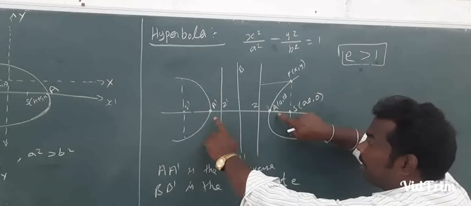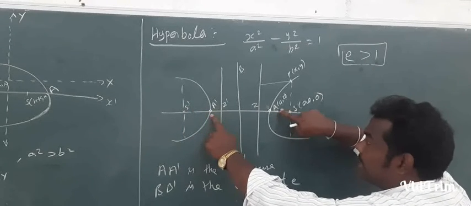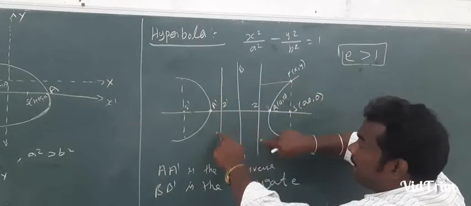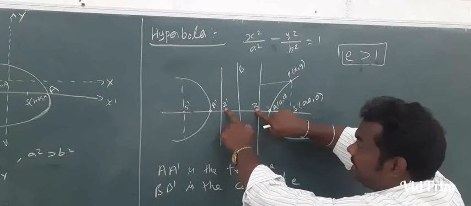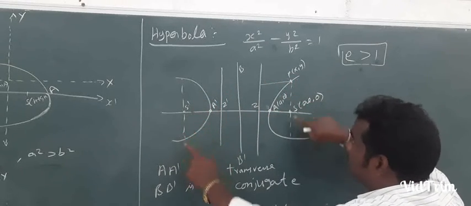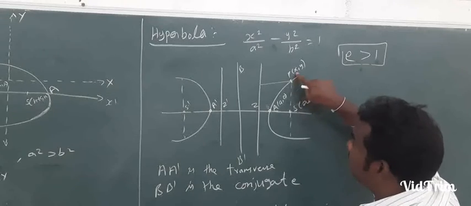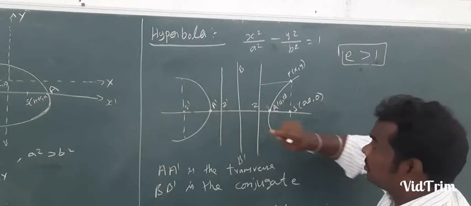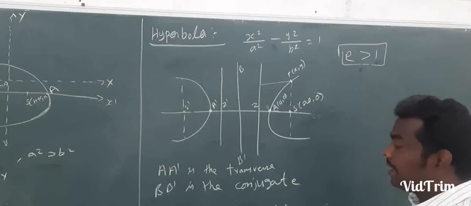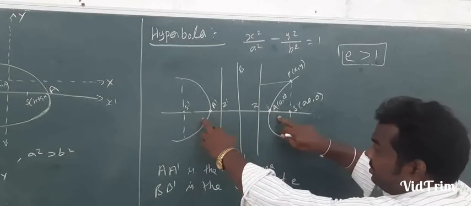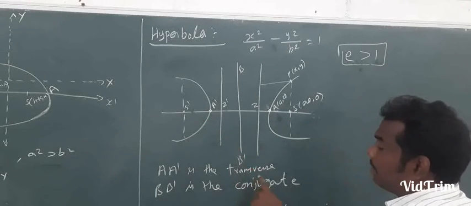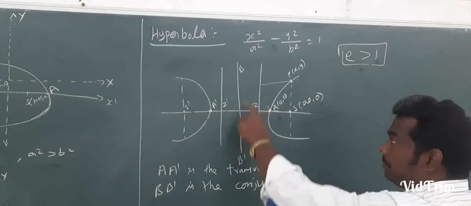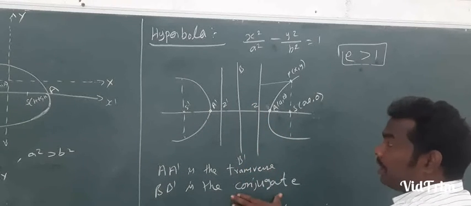And the two vertices A at (a, 0) and A dash at (minus a, 0), and two directrices Z and Z dash, and two latus rectum. Here the moving point P is (x, y), and P dash is (x1, y1). So that is the picture, and we have the longest axis, A A dash, called the transverse axis, and B B dash, called the conjugate axis.